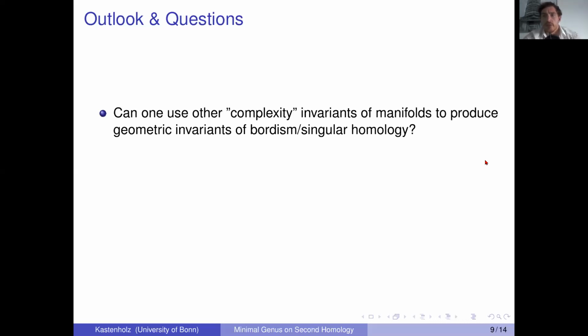And one thing we're thinking about is what kind of sequences of Betti numbers can occur, which is of course just one example. There are many more examples one could think of. So I think this might be a very rich topic because I think it might give more insight on how singular or bordism homology actually works and what it actually measures.